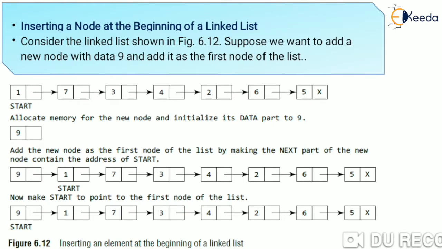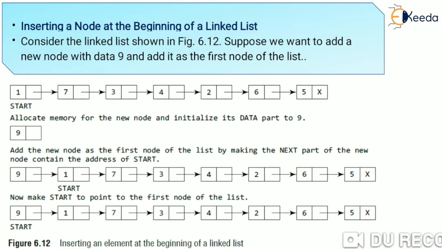Means what we have to write: if avail is equal to null, then write overflow. Available memory, whatever is allocated, is equal to null, means it is already full, so write overflow over there. And if such a condition is not satisfied, or if such a condition is false, then we have a chance to allocate memory for the new node.